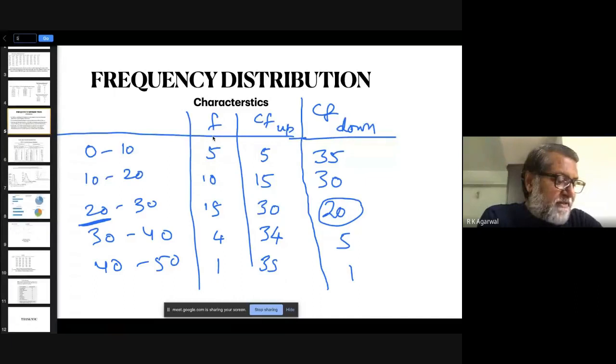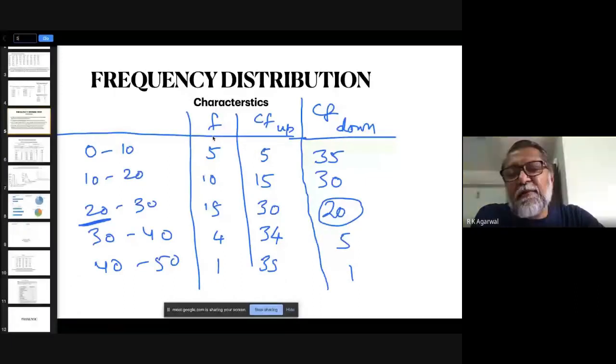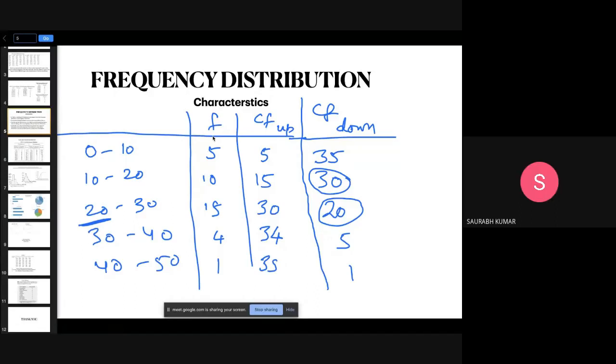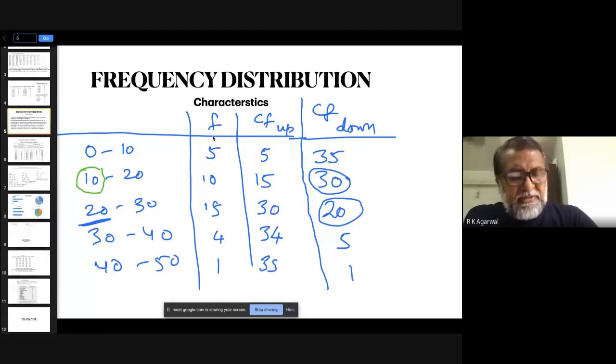Similarly, what about this 30? There are 30, so they are in the range of 10 to 50. 30 means there are more than 10 people, equal to 10 or more than 10 and less than 50. There are 30 people who are equal to 10 or more.